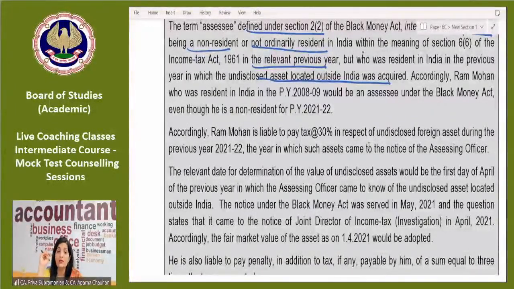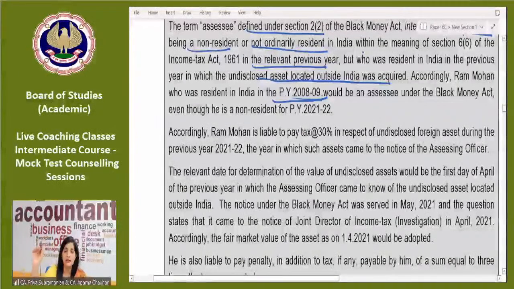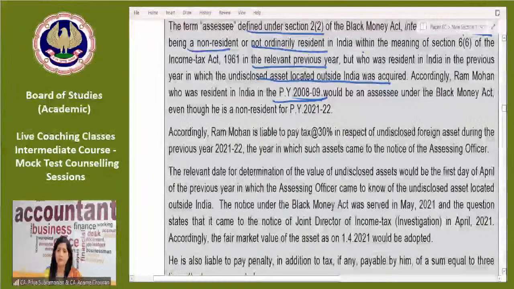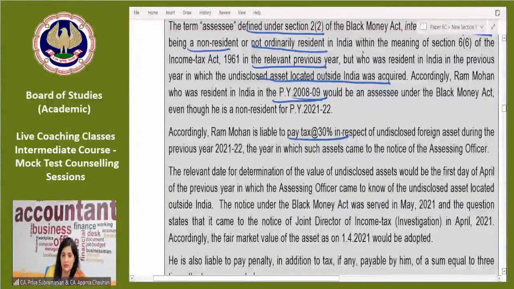In that year, he was resident. In the previous year 8-9, he was resident, right? In that case, if he is a resident in those years for which the assets are being acquired outside India, in that case also he will be considered as assessee, and black money law tax would be levied on that person. Accordingly, Mr. Ram Mohan is liable to pay tax at the rate of 30% in respect of undisclosed assets during the previous year, the year in which such assets came to the notice of the assessing officer.